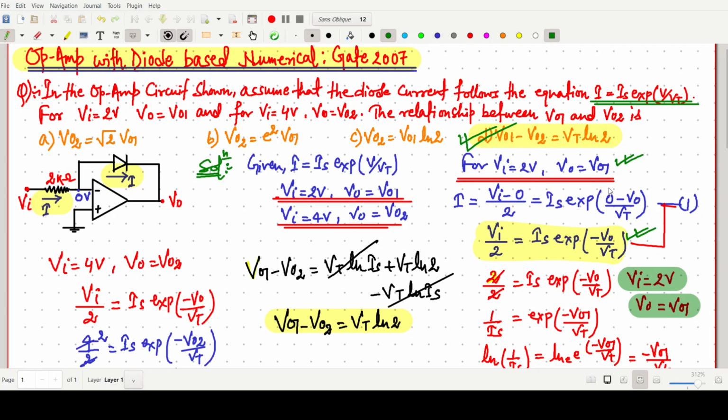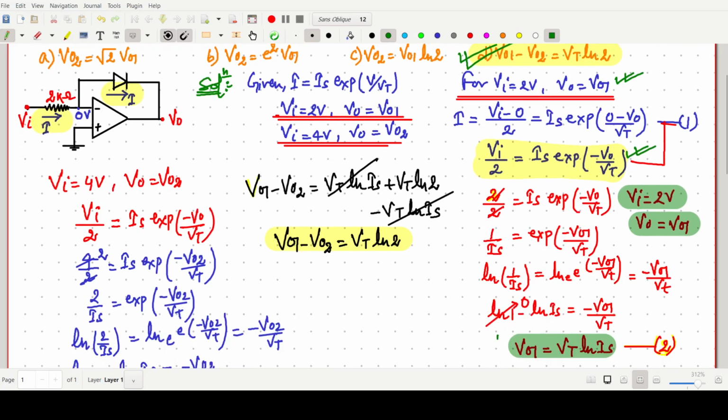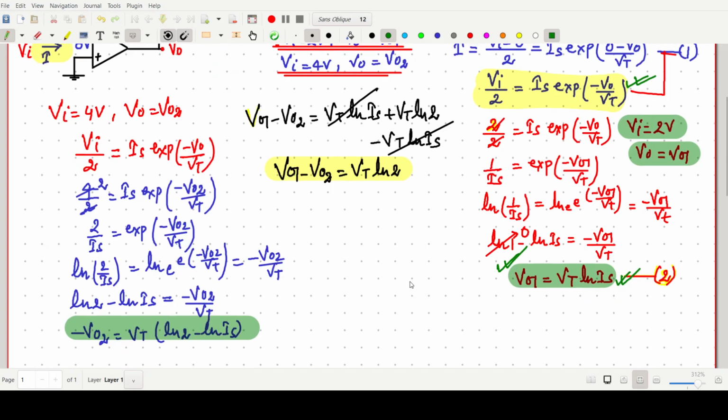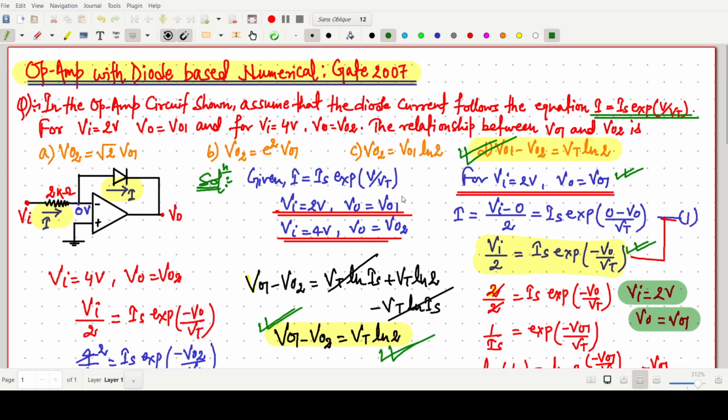Vi 2 volt, V naught equals to V naught 1. Then we have written the expression for V naught 1 as a function of Vt upon Is. Similarly, Vi equals to 4 volt, we can write this minus V naught 2. So we can easily say the correct relationship will be V naught 1 minus V naught 2 equals to Vt ln 2. So this is the correct way to solve such type of numerical, which is based on the diode and op-amp based circuitry.